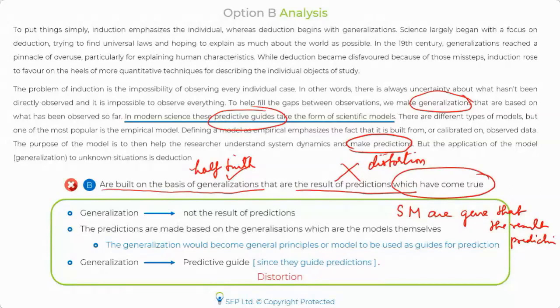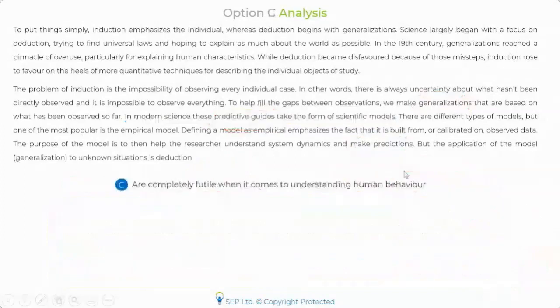So what we have is generalization leads to scientific models. Scientific models help make prediction. So you can see that generalization is not the result of prediction. Okay, clear now? I think that clears things. Great. So I'm going to bring up another question. I think we don't need to discuss C.